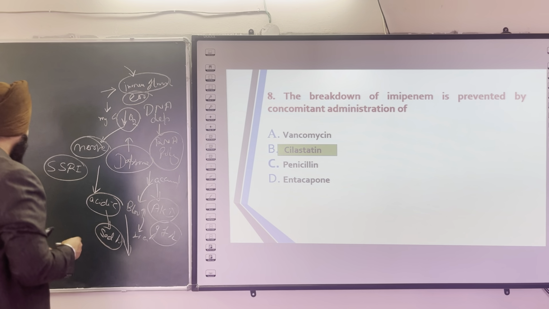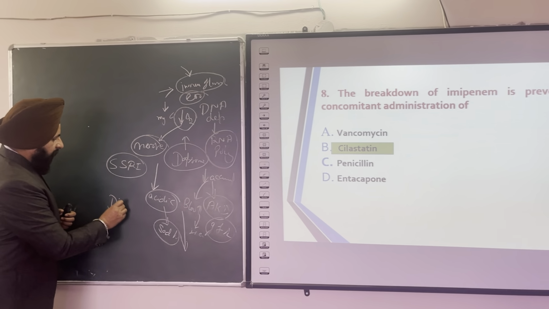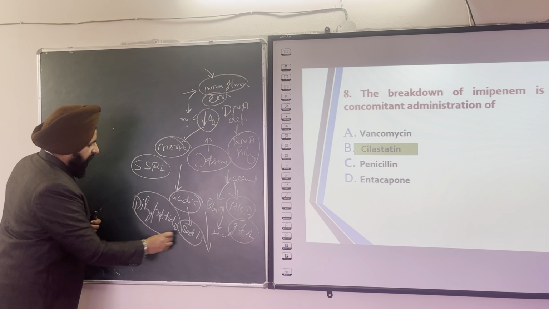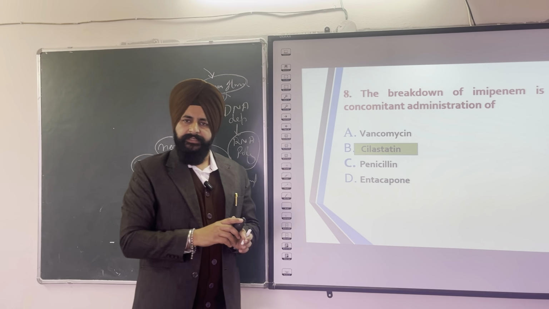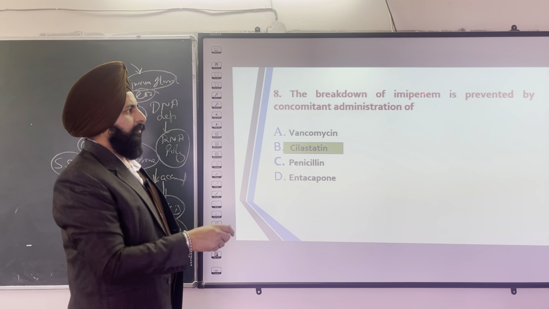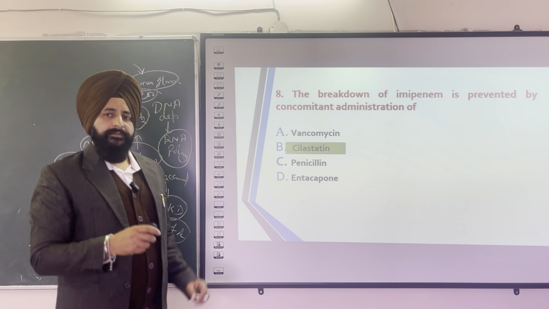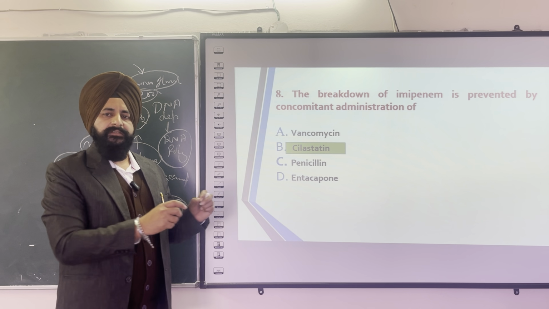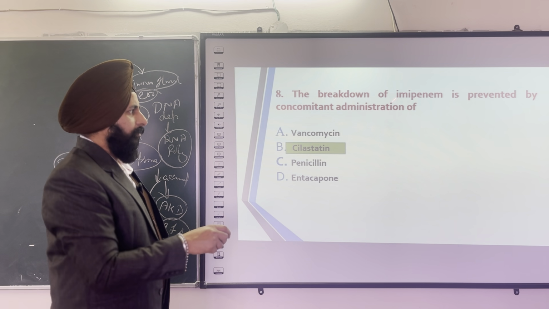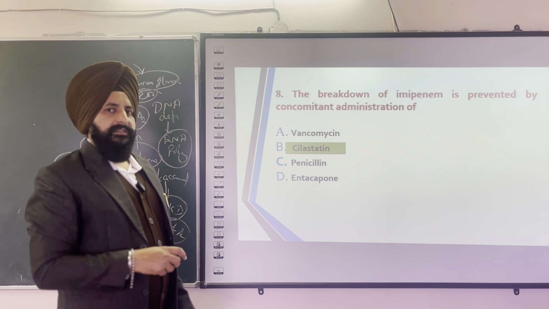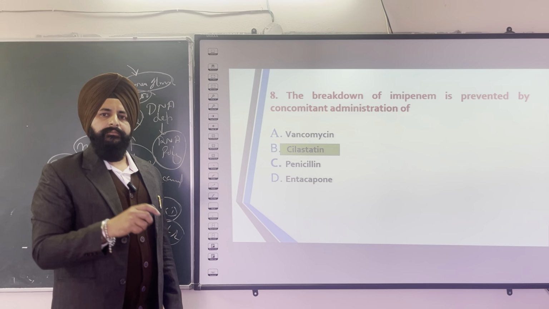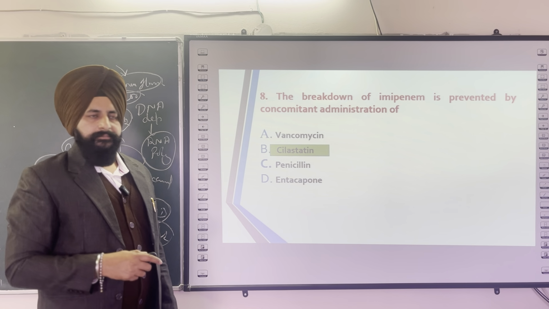imipenem, it is degraded in our body by dehydropeptidases. So there are some enzymes called dehydropeptidase, which are present in our body. They are responsible for degradation of imipenem and reduce its effect, its activity on various bacteria or others. And that's why the combination of imipenem along with cilastatin is administered. This cilastatin increases the half-life and bioavailability of imipenem in the body.